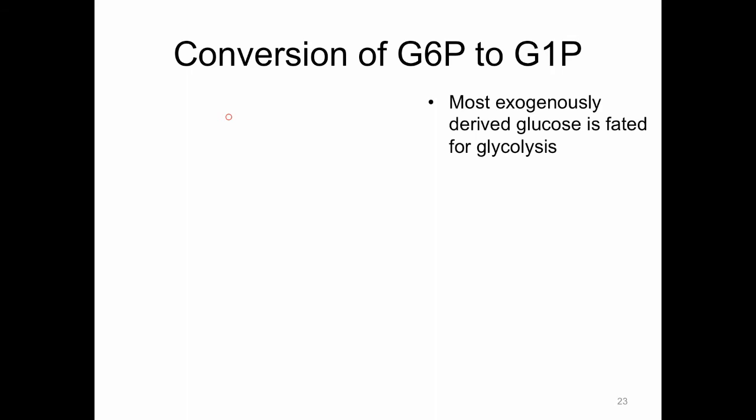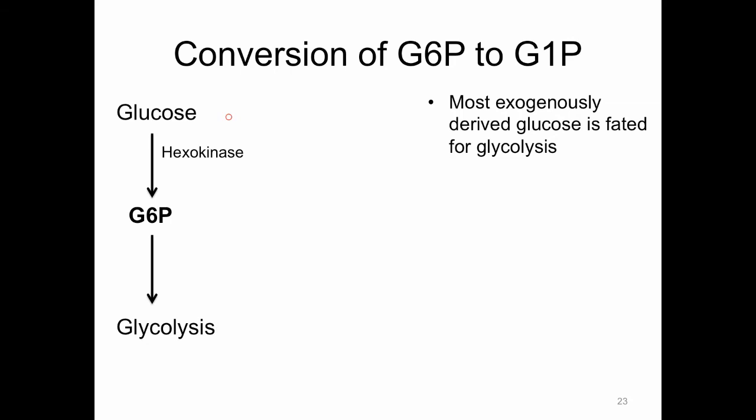The first step of glycogen synthesis is the conversion of glucose 6-phosphate to glucose 1-phosphate. Just to take a step back, most exogenously derived glucose is fated for glycolysis. So remember that in the first step of glycolysis, glucose is converted to glucose 6-phosphate, which is catalyzed by hexokinase. This glucose 6-phosphate can then enter into glycolysis to generate ATP.